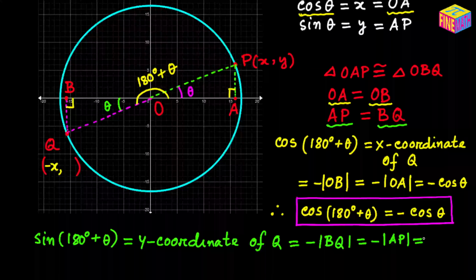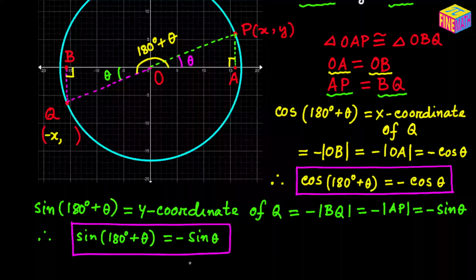And what is AP? Well, as you can see up there, AP is actually equal to sine of theta. So AP is actually sine of theta. So here we can say, okay, this will be negative of sine of theta. So we have been able to calculate the value of sine of 180 degree plus theta, which is actually equal to negative of sine of theta. So let me make a quick note here. Also, let's try to populate the y coordinate of Q.